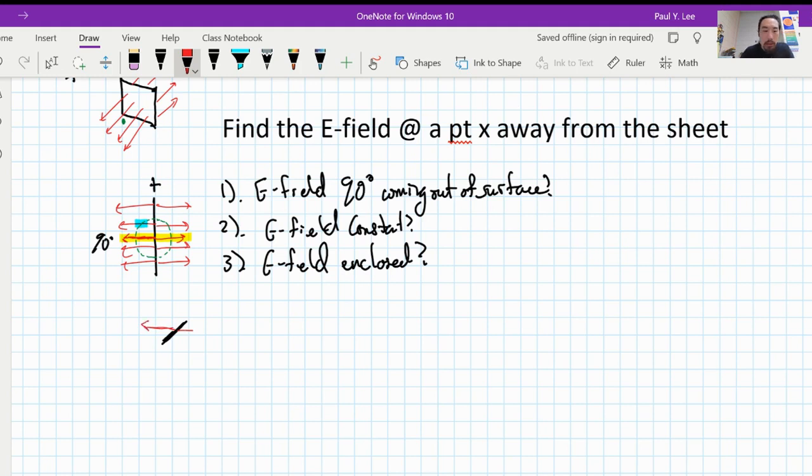It's not coming out at a 90-degree angle, right? And so the first one, not required. All right, this is E field constant. So now we've got to think, okay, we have our formula, kQ over r squared.